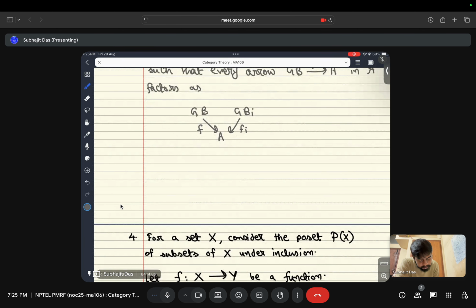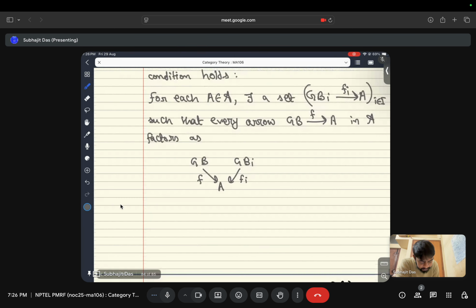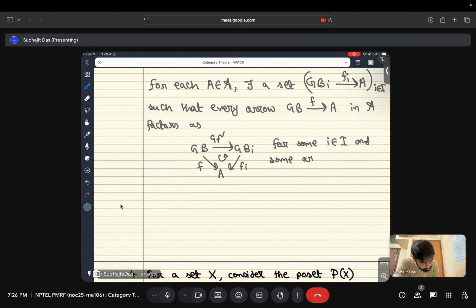So if f prime op is an arrow Bi to B, so f prime should be an arrow B to Bi, F prime, this commutes, or rather Gf prime, for some i in I and some arrow f prime from B to Bi in B.